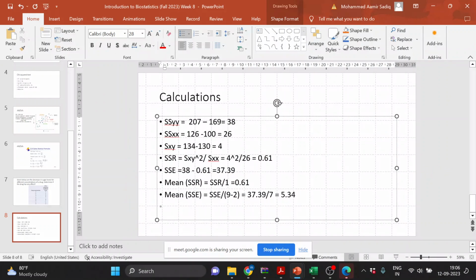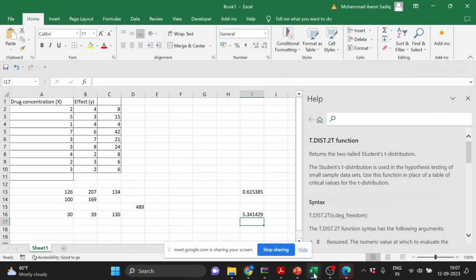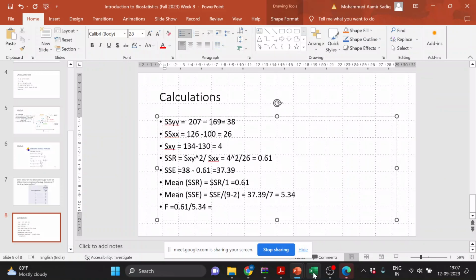Now your F statistic is mean SSR divided by mean SSE. That's 0.61 divided by 5.34. It'll give you a very low value, 0.11. And you have to compare this with the F statistic of 1,7 degrees of freedom.